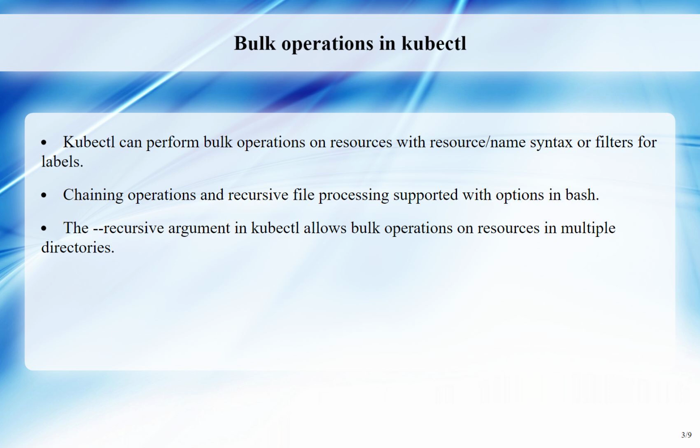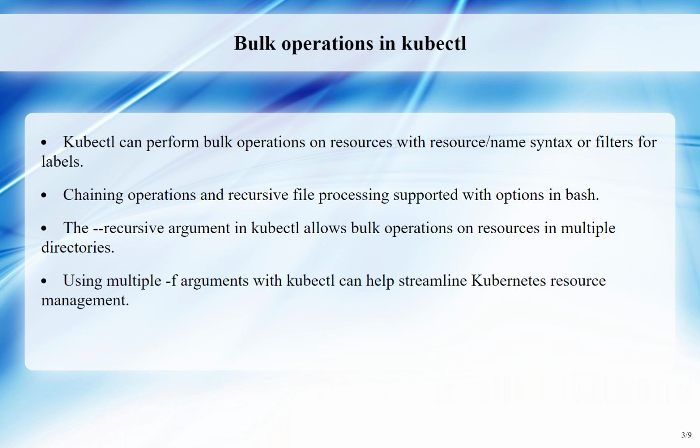This allows you to handle multiple levels of directories and perform bulk operations on all resources contained within. The recursive argument works with various operations like kubectl create, kubectl get, kubectl delete, and kubectl describe. Additionally, it can be used with multiple -f arguments. Understanding these functionalities can help streamline resource management and operations within Kubernetes environments using the kubectl command line tool. For more in-depth information on kubectl, refer to the documentation on the command line tool, kubectl.